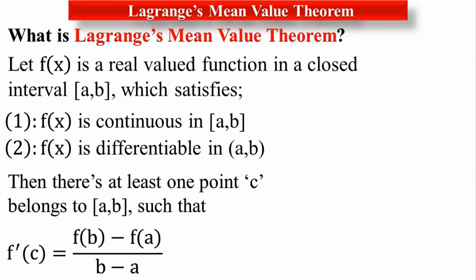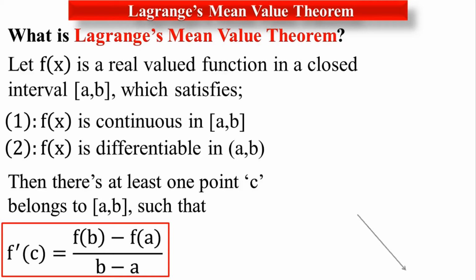It means that if I have a function f of x which is a real valued function in interval a comma b, where f of x is a continuous function and f of x is differentiable, then there is at least one point which is c belongs to a comma b. A comma b are the limits. The point c must be within this limit. The value of c should be between a and b, where point c can be calculated by this equation: f prime of c equals f of b minus f of a over b minus a. It is the equation of Lagrange's mean value theorem.